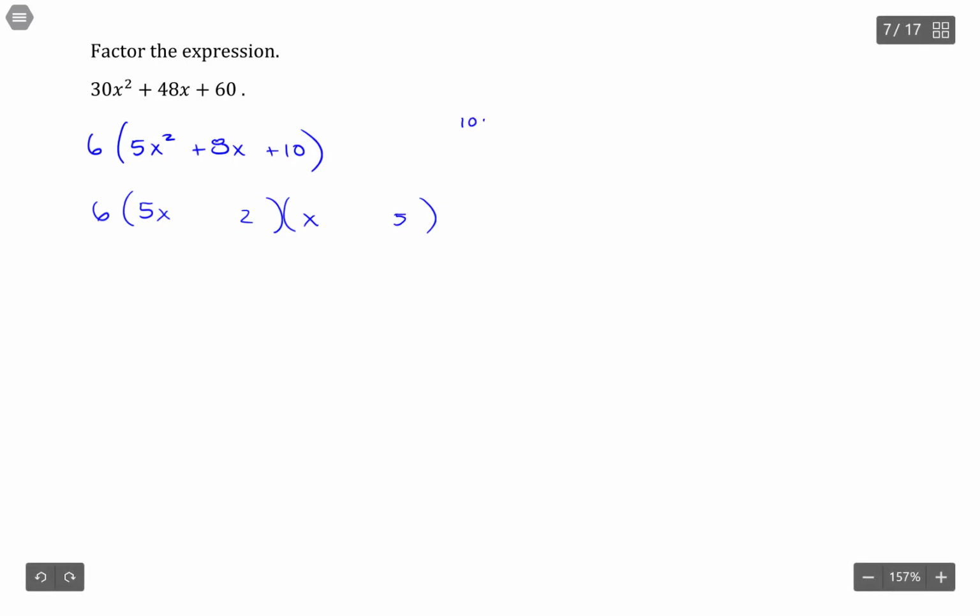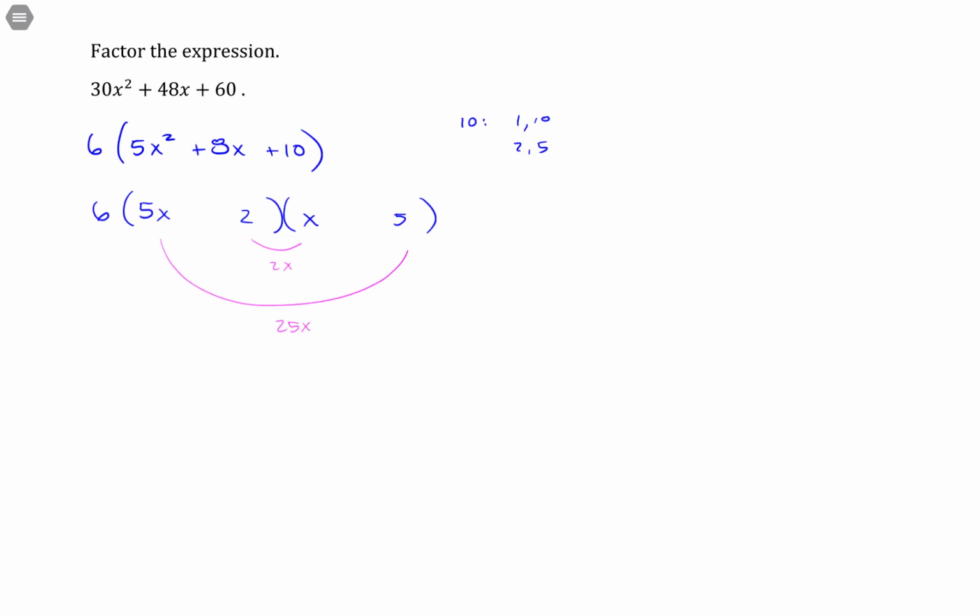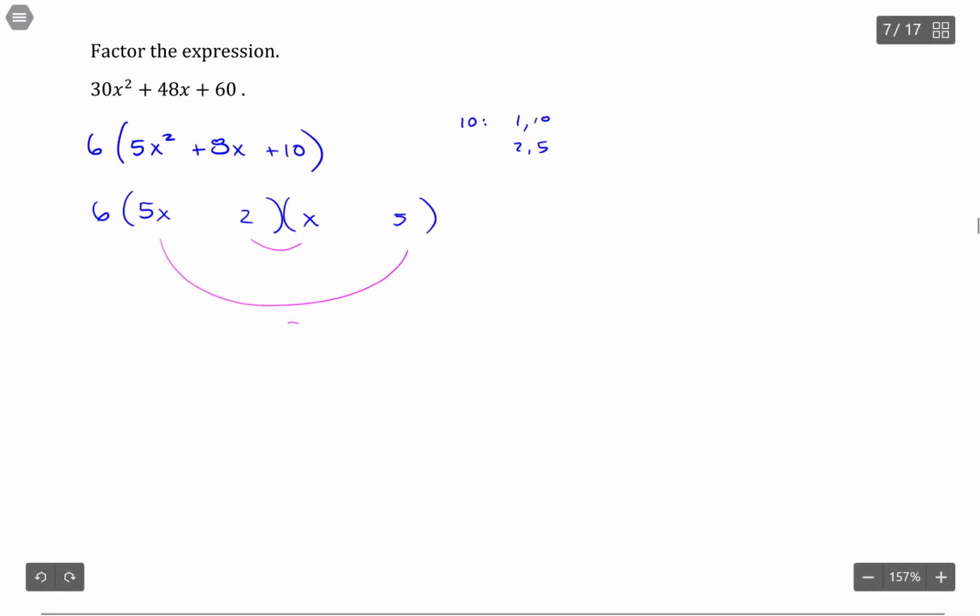So for 10, it could be 1 and 10, of course, or it could be 2 and 5, but those are the only possibilities. So let's try them. If I use 2 and 5, this could give me 2x. 5x times 5 would be 25x. Unfortunately, that's not going to add up to 8x. So I need to try different combinations.